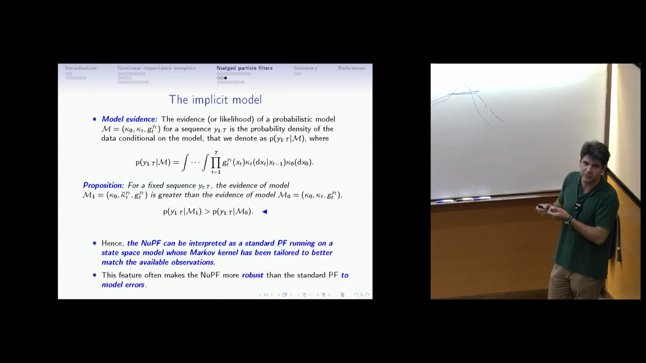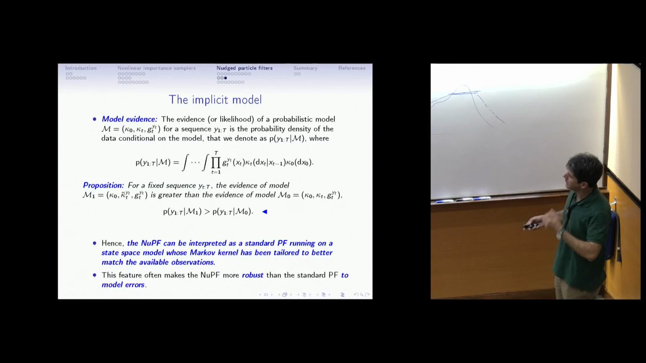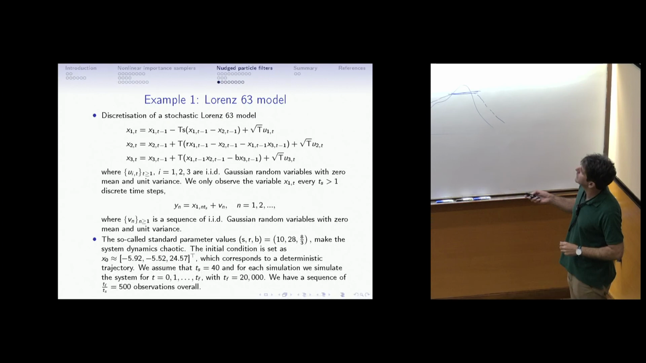So you can think of the method as an algorithm that runs a standard filter, but on a modified model which is tailored to the fixed observations that you have. In that way, you adapt your dynamics to the observations, and that's why it seems to be a bit better. Since I have no time, apparently I'm going to show you directly just one example and a video.